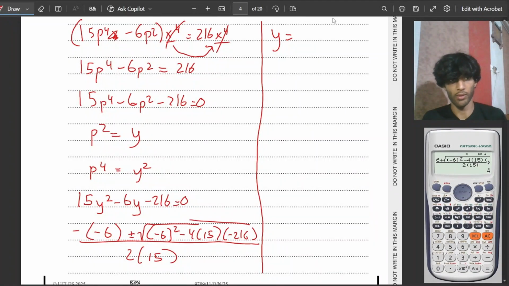Let's solve this. One of the values I get is 4. What's the other value I get? So the other value I get is when I put a negative sign over here.